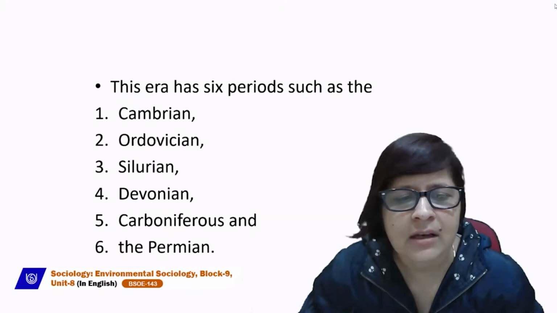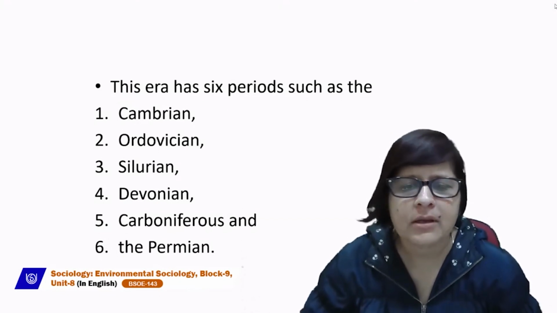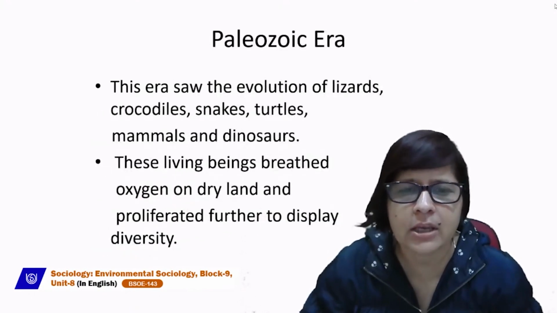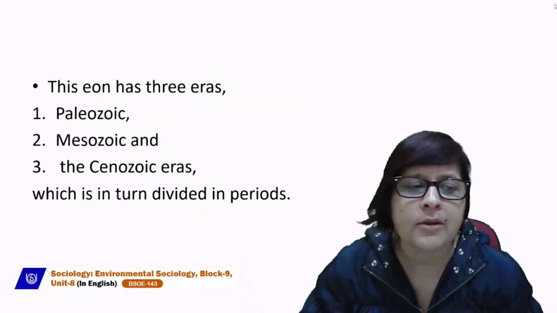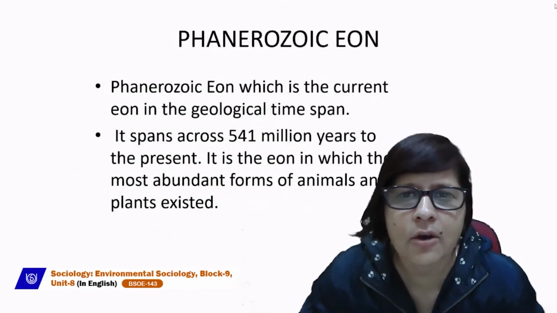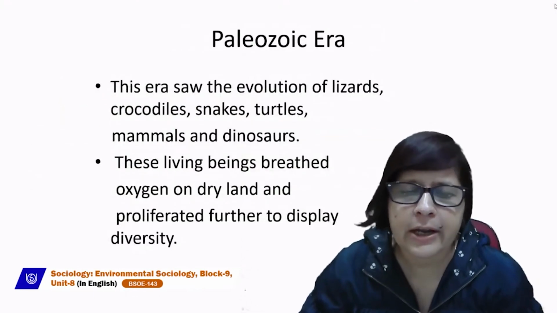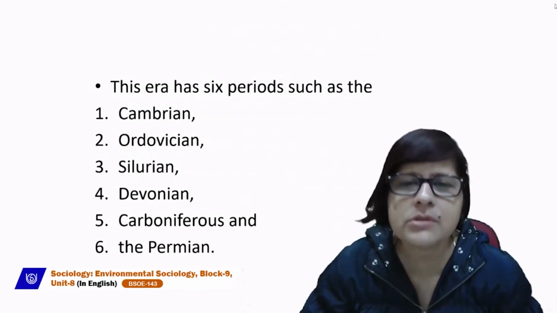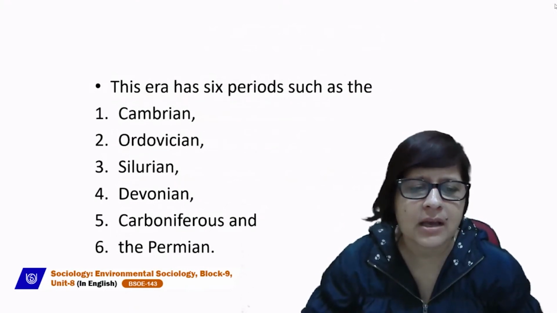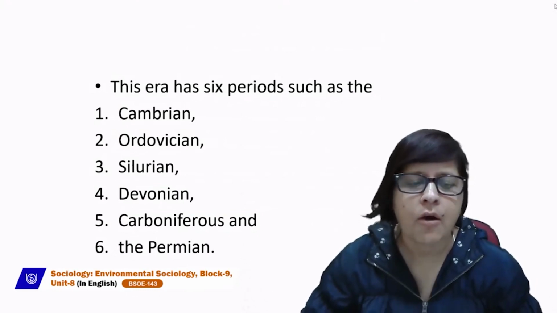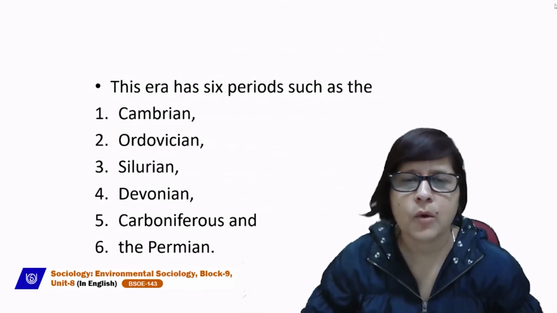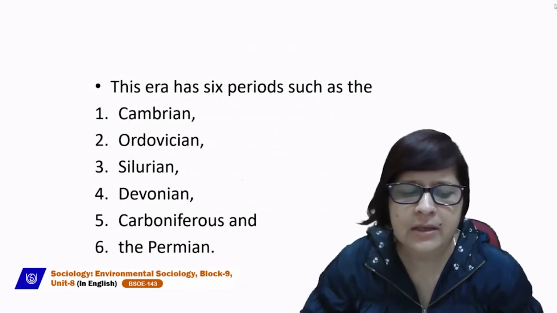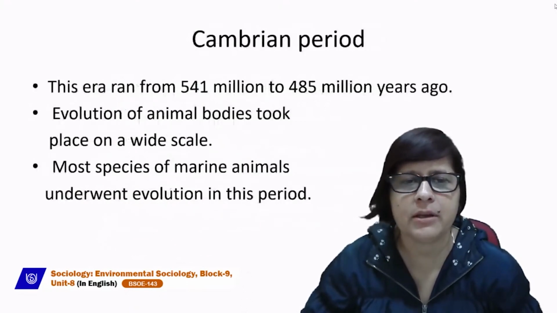This era is further divided into periods. Phanerozoic eon is divided into eras. First is Paleozoic era, and Paleozoic era is further divided into six periods. And these six periods are Cambrian period, Ordovician period, Silurian period, Devonian period, Carboniferous period, and the Permian period.